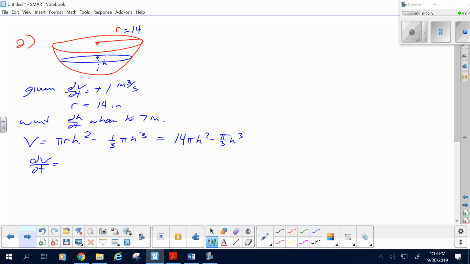Then it's just differentiating with respect to time. 28 pi h dh/dt minus pi h squared dh/dt. Sorry, that's h, not h squared: 28 pi h dh/dt minus pi h squared dh/dt. I think you probably see it from there. Solve for dh/dt. Do you want to substitute in now, then solve, or solve, then substitute? Anyway, you see it from there, right? Substitute, solve, or solve and substitute.